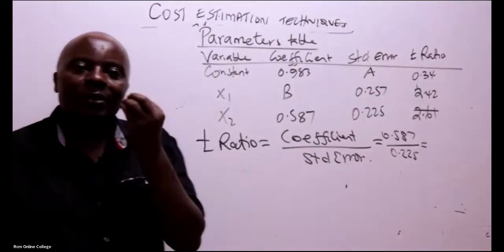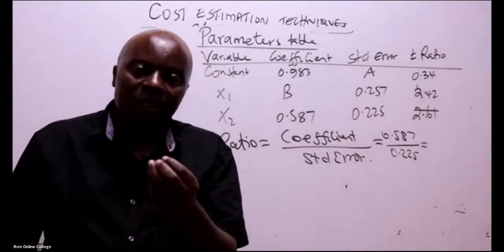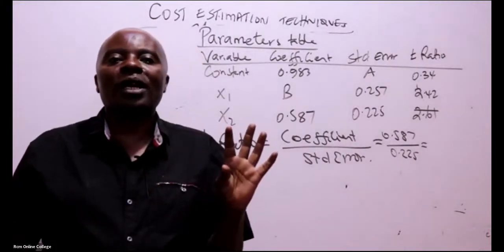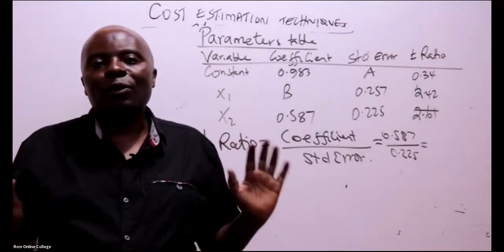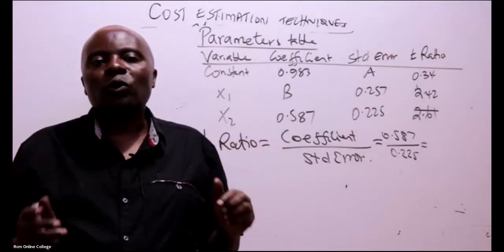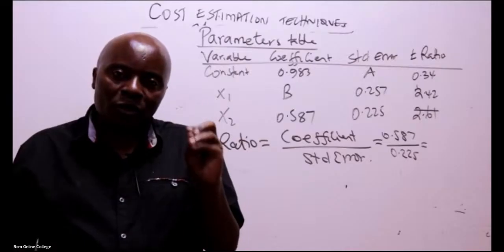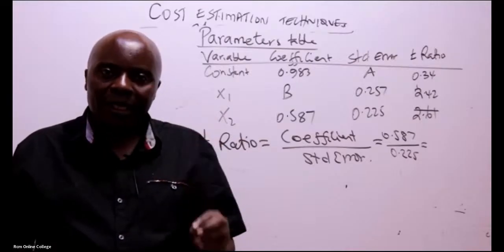So what I'm coming to sell to you here this evening, ladies and gentlemen, is a simple formula. And this is the bedrock of this multiple variable regression. To get the T ratio, you shall take the coefficient always divided by the standard error.